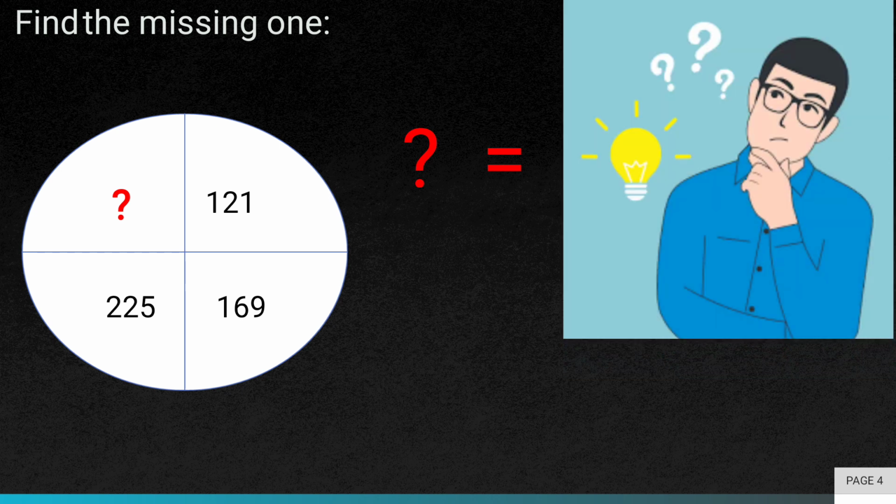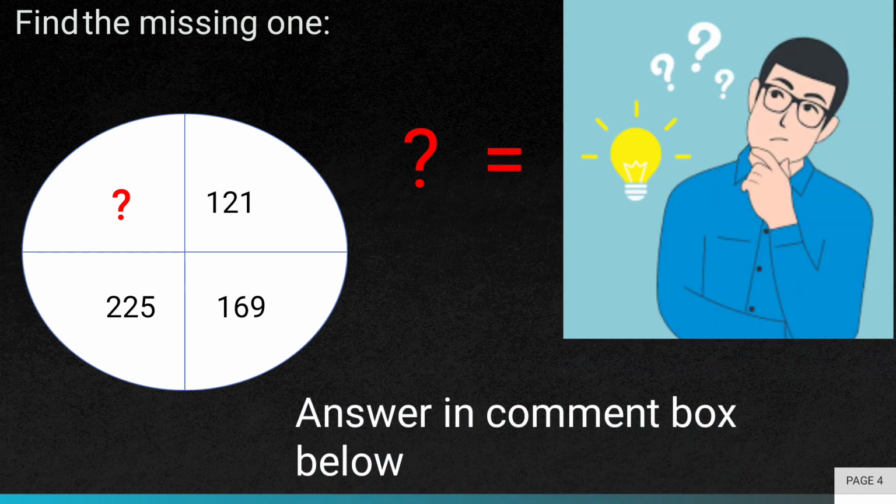Moving to the next, right? Find the missing one. You have to find out the missing number over here. In the circle you will notice 121, 169, 225, right? So you have to do this using your mind as we had done earlier. At the same pattern you have to do this. Just use your mind and write down your answer in the comment box below.